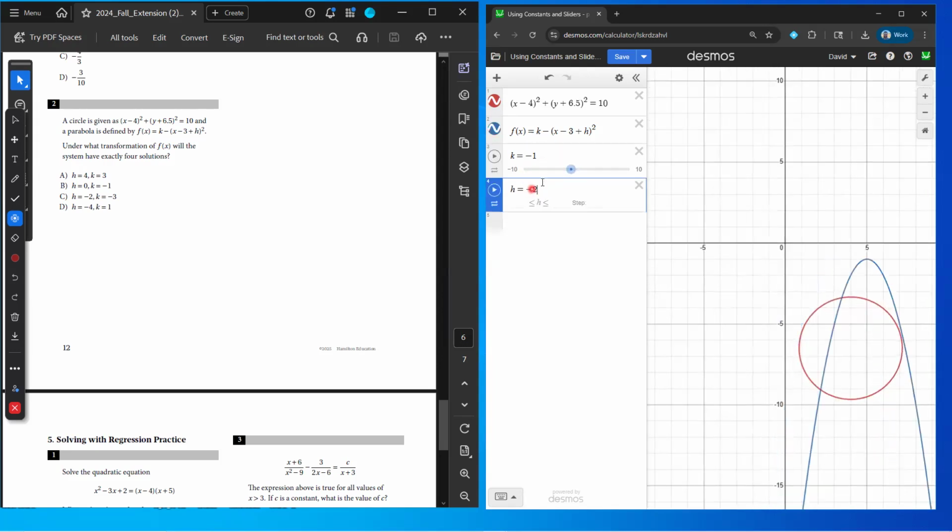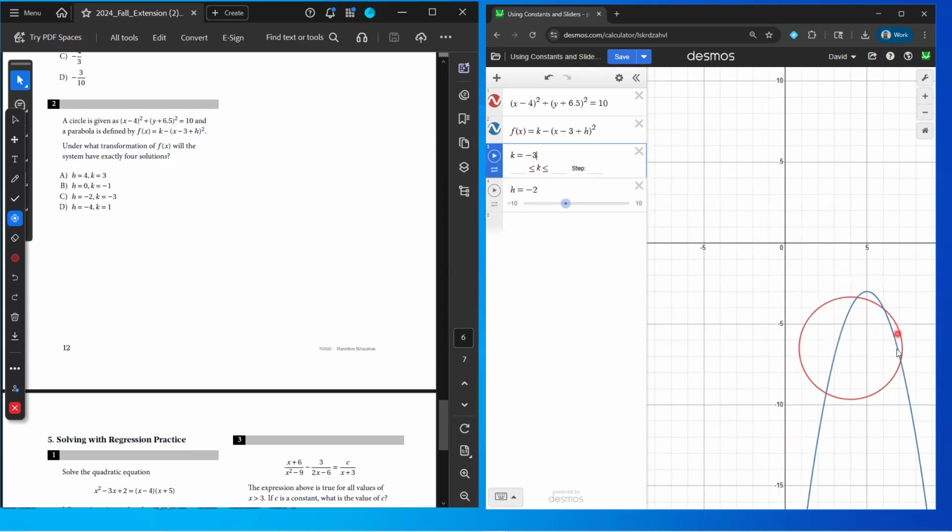H negative 2 and K negative 3. And that is 1, 2, 3, 4, which is the right answer. But we can check D just to make sure. All right, that's only 2 solutions. All right, perfect. So we have found the answer to this question is definitely C, and we were able to use the H and K sliders and plug in the values to go through the choices.